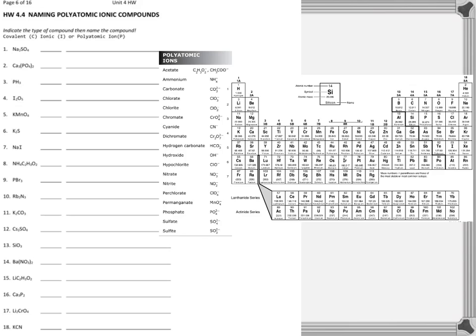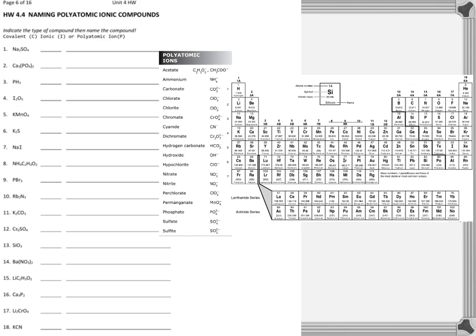All right, so we're going to start off by naming polyatomic ion compounds, and here we have a combination of covalent, ionic, or polyatomic formulas. The very first thing to keep your mind on track is to stick to one rule at a time. You don't want to be skipping from covalent to ionic to polyatomic, otherwise we're going to forget.